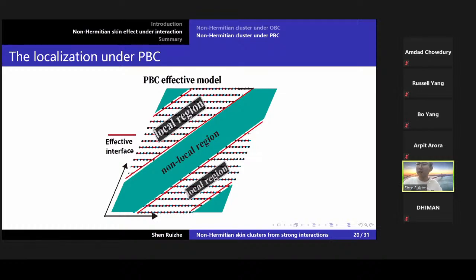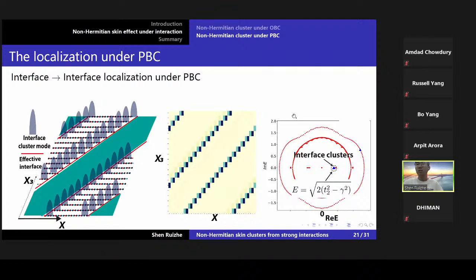This is the PBC lattice. There is no physical boundary, but the interface exists. And we know that under PBC it's difficult to see any other localization, because the space is uniform, but in our model there is the interface. So of course we can see the localization. This is just one type of the PBC localization. The behavior is that this state is highly localized at the interface.